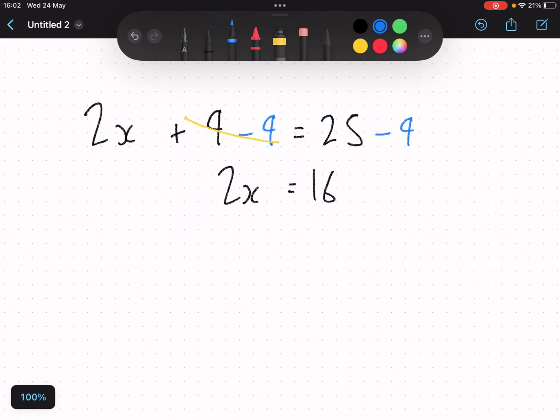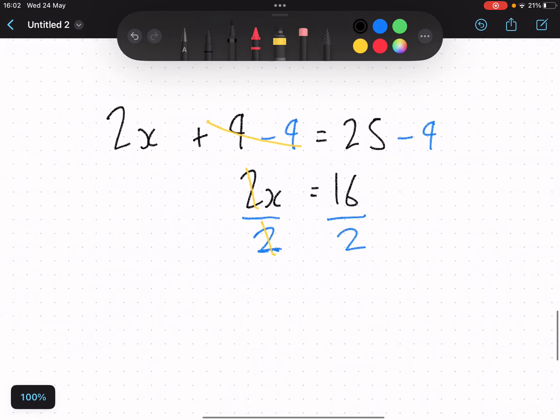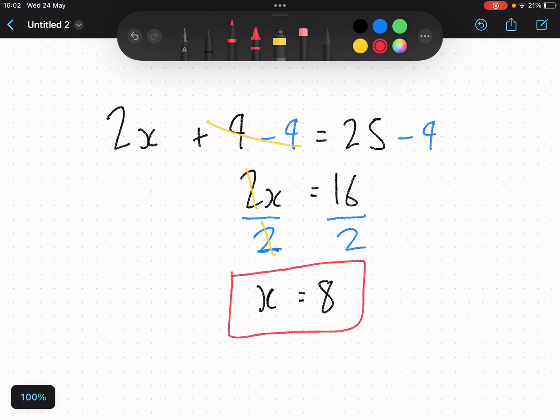So I'm going to get rid of or eliminate that multiplied by 2 by dividing by 2. If I divide the left-hand side by 2, I need to do the same thing to the right-hand side. On the left-hand side, 2 divided by 2 cancels, so you're just left with x. And 16 divided by 2 is 8. And there's the answer for that one.